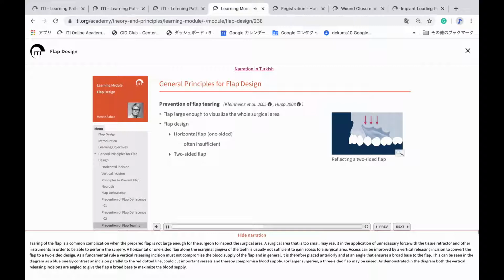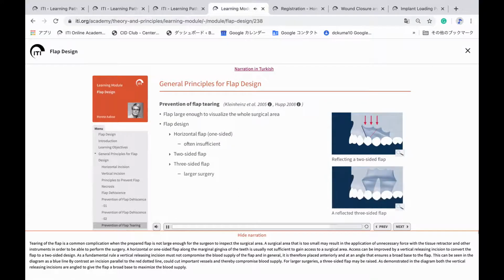As a fundamental rule, a vertical releasing incision must not compromise the blood supply of the flap, and in general, it is therefore placed anteriorly and at an angle that ensures a broad base to the flap. This can be seen in the diagram as a blue line. By contrast, an incision parallel to the red dotted line could cut important vessels and thereby compromise blood supply. For larger surgeries, a three-sided flap may be raised. As demonstrated in the diagram, both the vertical releasing incisions are angled to give the flap a broad base to maximize the blood supply.